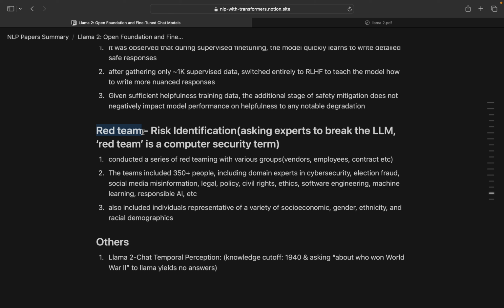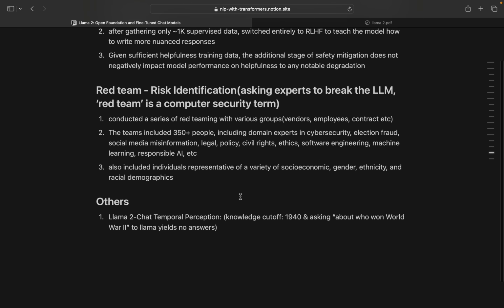It could be ethical, it could be legal, it could be financial, it could be of any of the angles. I'll show you. I think these are the ones. Yeah, they have cyber security, election fraud, right? So these are the various topics they have done the red teaming on top of.